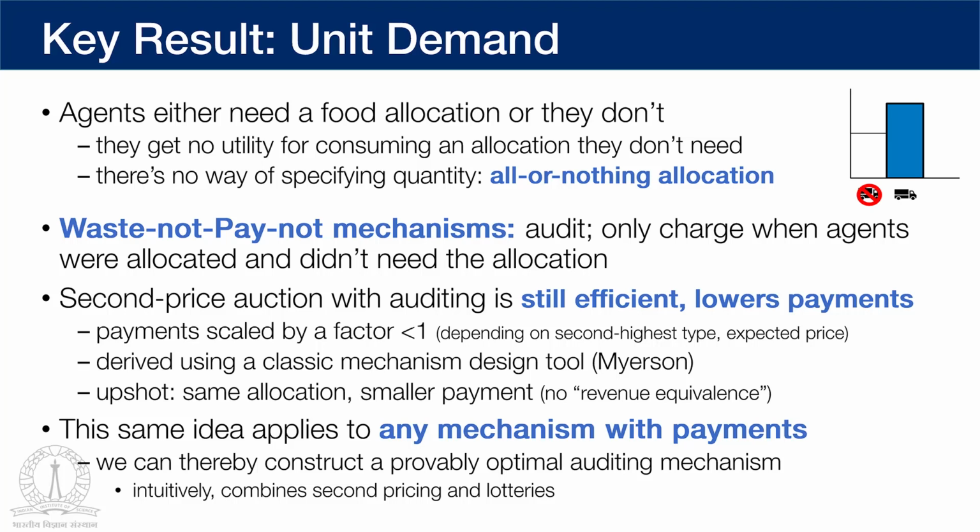And we came up with a class of mechanisms that we called waste not, pay not mechanisms, which audit and only charge agents when they were allocated and didn't need the allocation, and otherwise don't charge them. And we proved that this set of mechanisms are without loss of generality in this unit demand setting.